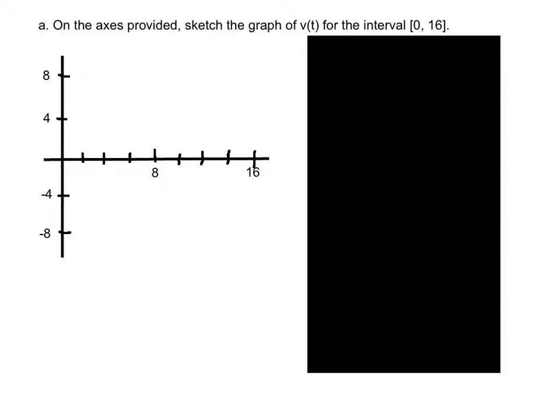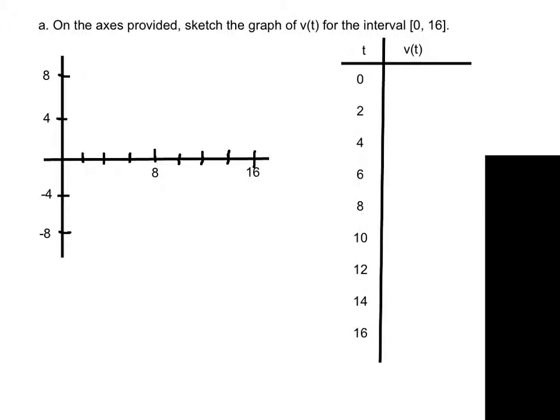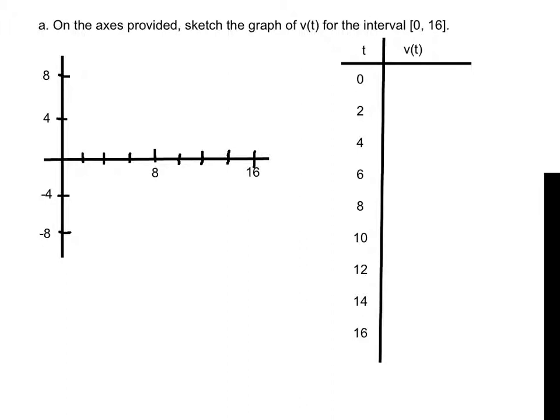Part A. On the axes provided, sketch the graph of v of t for the interval from 0 to 16. The easiest way to do this is to make a table of values and to plot points so that you can sketch the graph. You can get these points by either plugging them into your calculator or by solving them by hand.